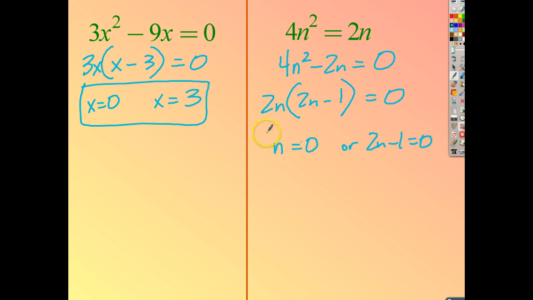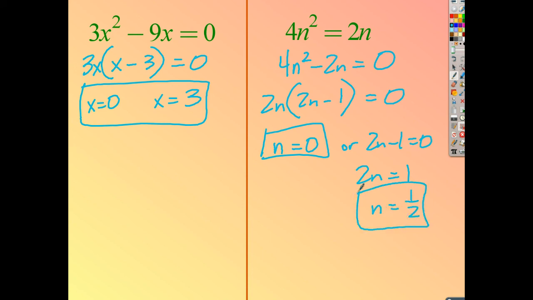And so this one is already a solution. And then I can say 2n equals 1 divided by 2, so n is equal to 1/2. And there we go. Okay.